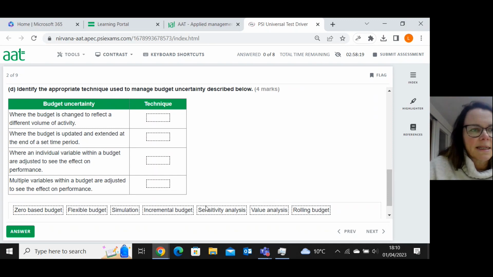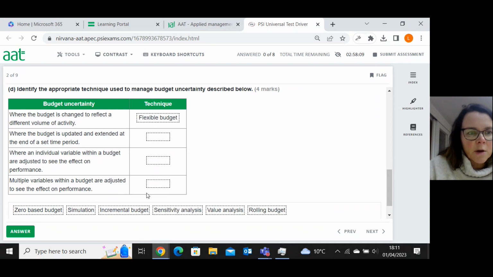Identify the appropriate technique used to manage budget uncertainty. We've got a drag and drop this time. Where the budget is changed to reflect a different volume of activity, that would be a flexible budget. Where the budget is updated and extended at the end of a set time period, so you keep moving forward month by month, that would be a rolling budget.